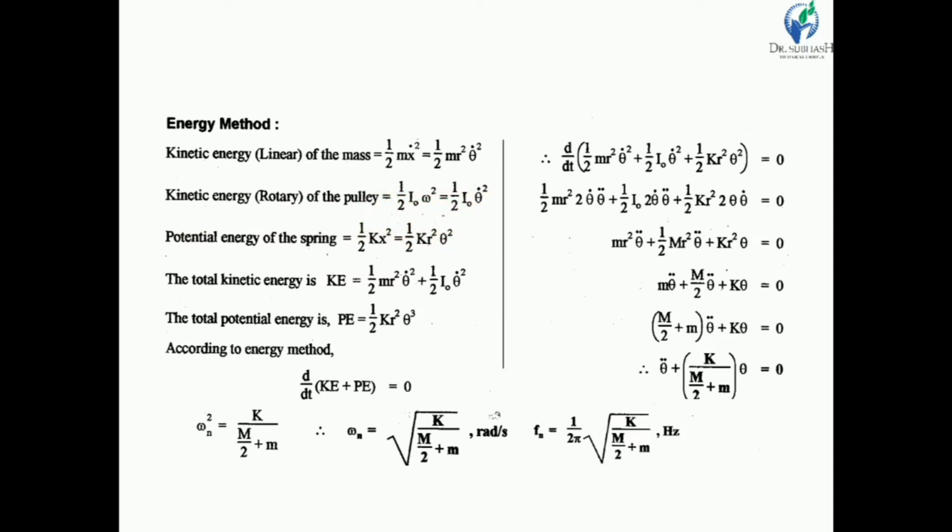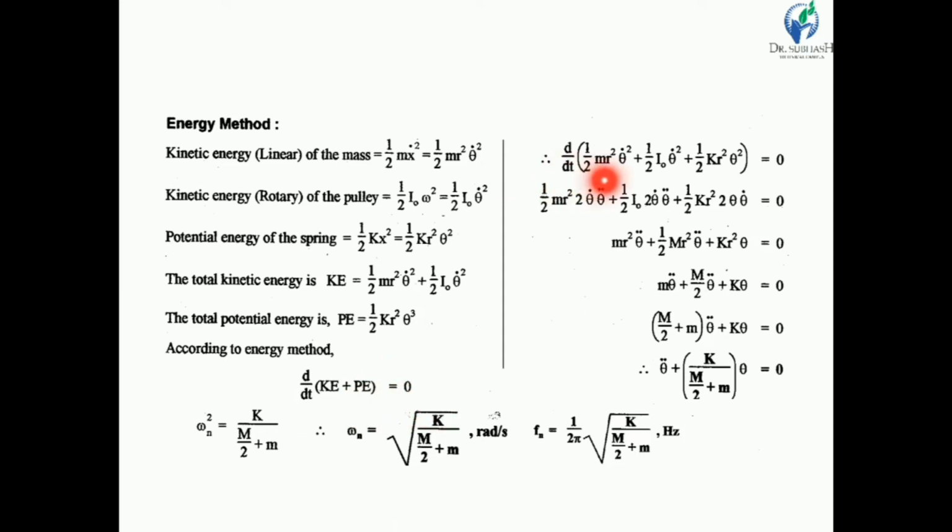So the potential energy of the spring: we know that potential energy is 1/2 k x square, so 1/2 k r square into theta square. So the total kinetic energy is 1/2 m r square theta dot square plus 1/2 I O into theta dot square. And the total potential energy is equal to 1/2 k r square into theta square. So according to the energy method, kinetic energy plus potential energy is constant. So if we take the derivative of kinetic energy plus potential energy, then it becomes 0. So d by dt of (kinetic energy plus potential energy) is equal to 0.